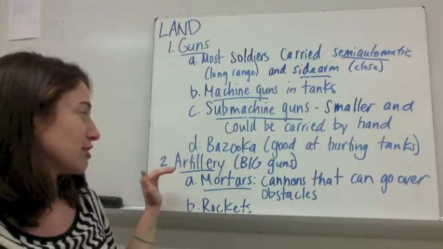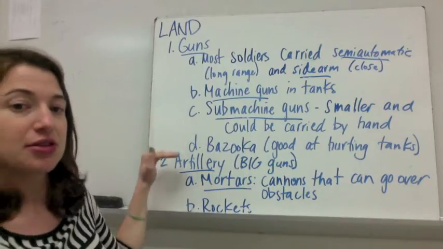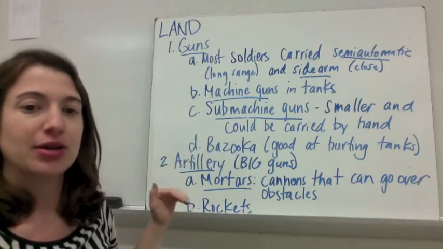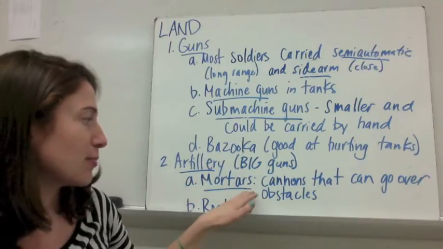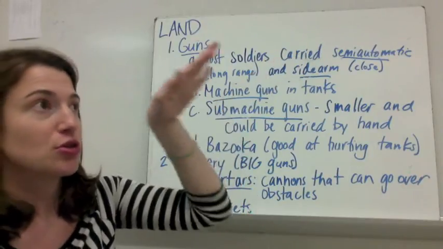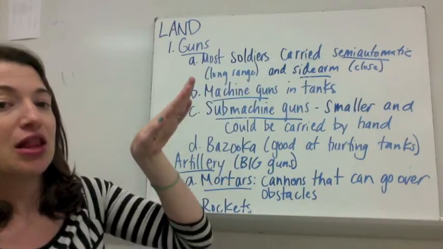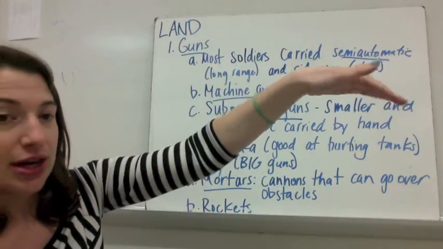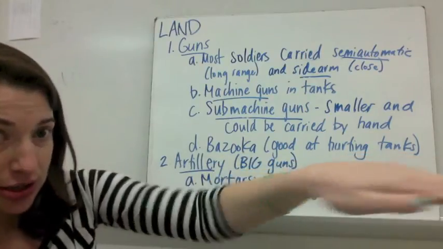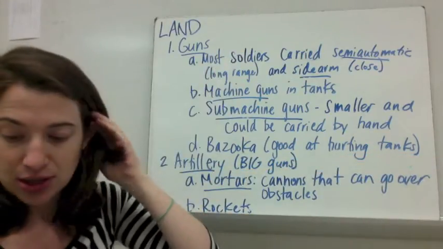Then we have artillery. All right, these are the big guns, okay? And I just picked two of them to talk about. We've got mortars, and mortars are essentially souped-up cannons that can actually go over obstacles. So you can lean it up and launch it over hills, right? Whereas most of our other cannons before this are going to go just straight across. This can go over obstacles.